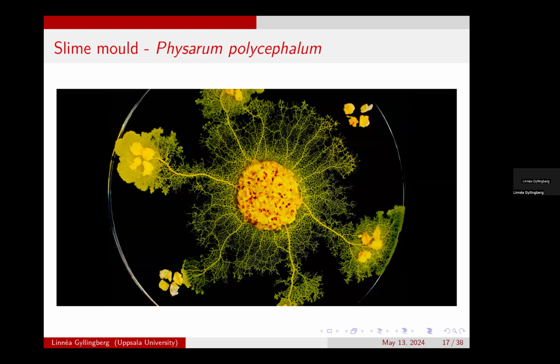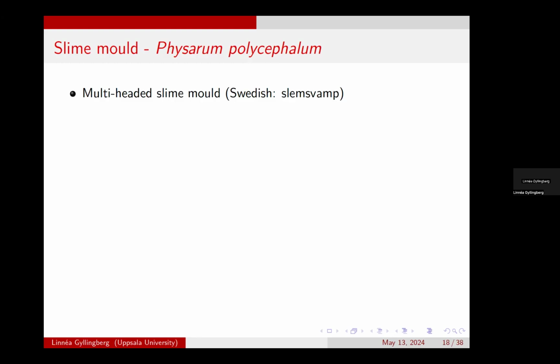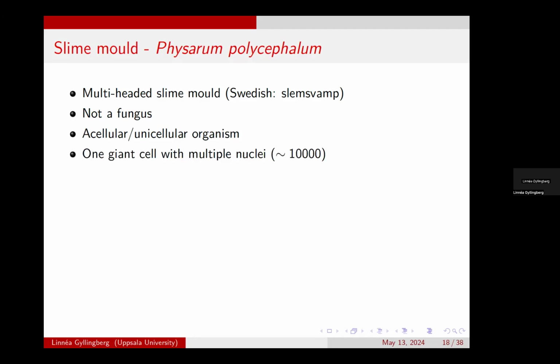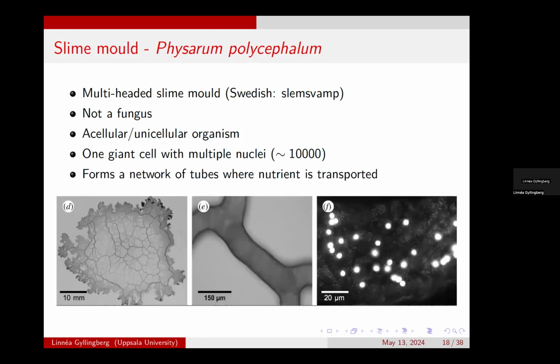That's great. So the slime mold, which is also called Physarum polycephalum in Latin. In English it's also called the multi-headed slime mold, and in Swedish it's called slemsvamp. And it's not a fungus, even though in Swedish it sounds like it would be a fungus. But it's a unicellular organism, meaning that it's just one giant cell. And even though it's just one giant cell, it has multiple nuclei, so tens of thousands of nuclei. And it forms a network of tubes where nutrient is transported.